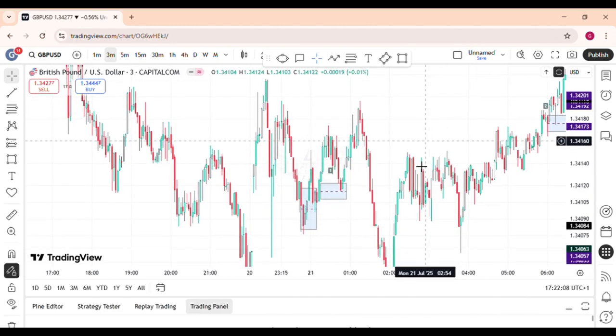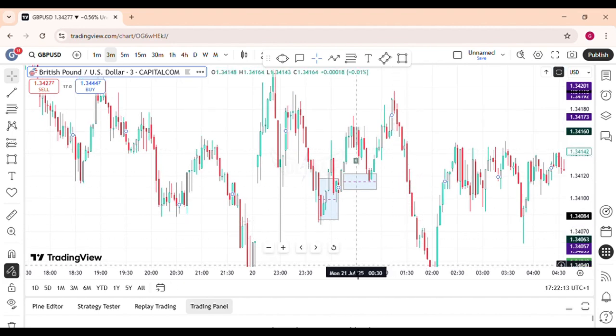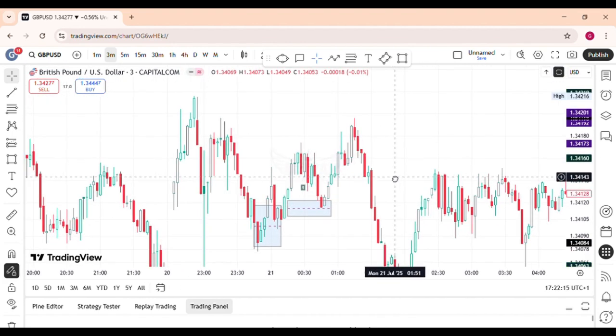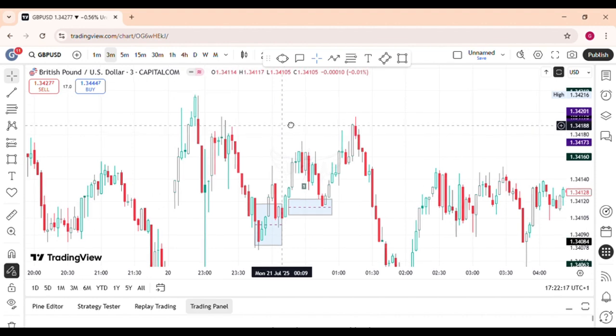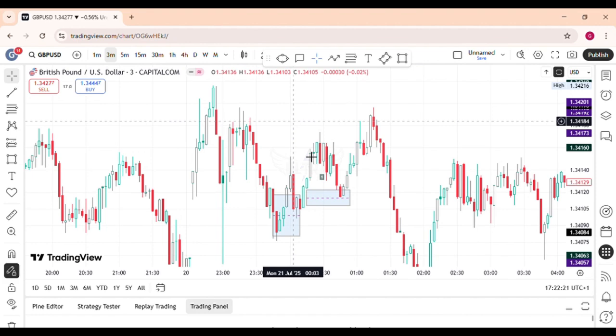So without any further ado, let's go straight into our chart. And the first trade for last week Monday was a bullish trade. As you can see here on our 3 minute time frame, we have a bullish trade here.